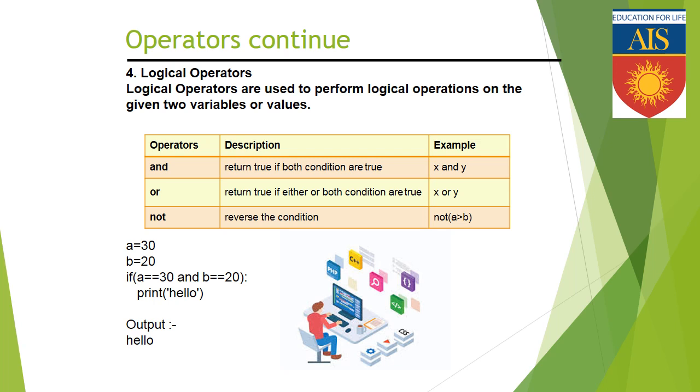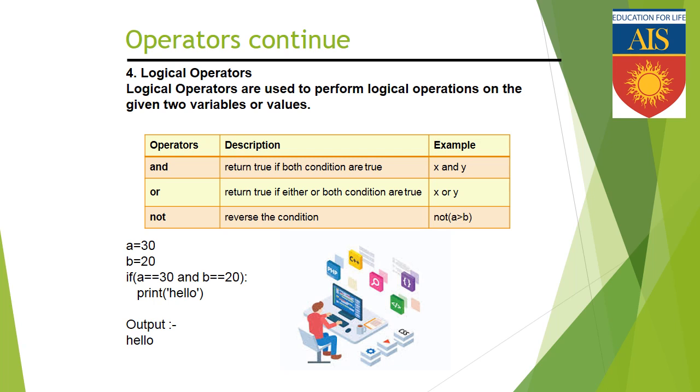Logical operators are used to perform logical operations on the given two variables or values. Some examples of logical operators are AND, which returns true if both conditions are true; OR, which returns true if either or both conditions are true; and NOT, which reverses the condition. In the case of the AND operator, both conditions need to be positive, otherwise the result will be 0 or false. In the case of the OR operator, any one condition needs to be positive, or both conditions can be positive. And in the case of NOT, it reverses the condition, which means it will run in negative mode.